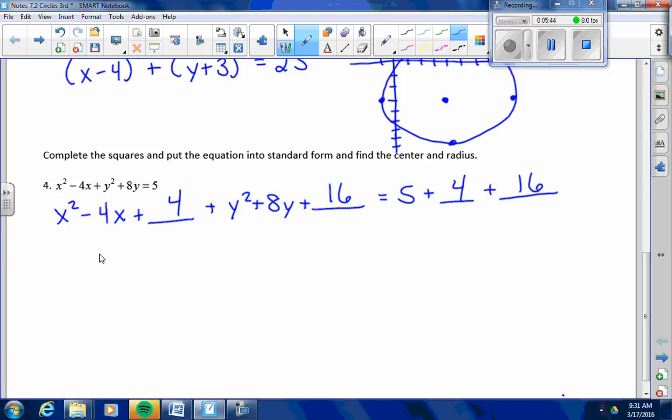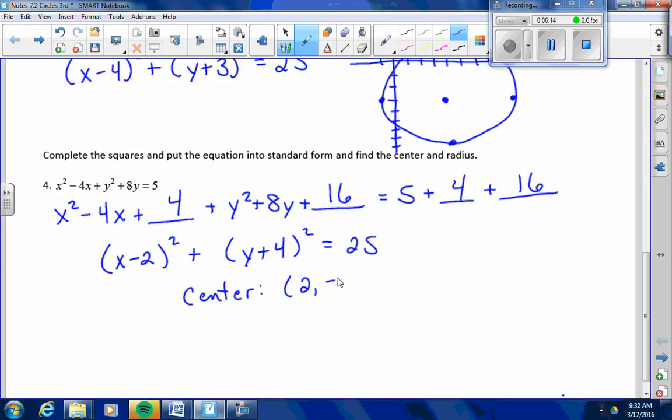X squared minus 4x plus 4. What binomial is that squared? X minus 2 squared plus, what about y squared plus 8y plus 16? Y plus 4 squared equals what? 25. 16 plus 4 is 20, plus 5, 25. There's our equation. What is the center? 2, negative 4, and the radius is 5. Okay, any questions?